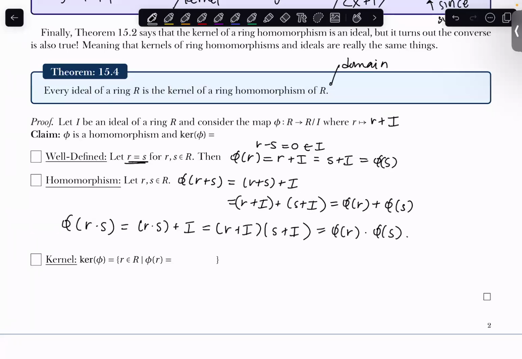Okay, and then the last thing we need to do is decide what the kernel is equal to. Because now I've shown I do actually have a ring homomorphism, and the goal is to show I is the kernel, that I can see I as the kernel of some ring homomorphism, where R is the domain here. So here I need to think about things inside of my domain that get mapped to what? My 0 element inside of my quotient ring. And so here that looks like 0 plus I.